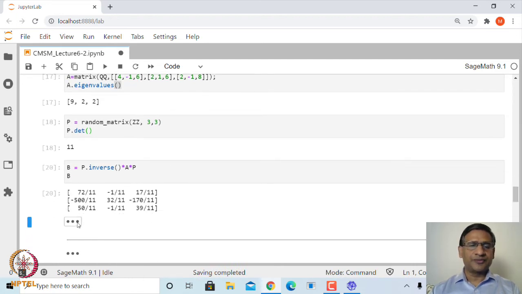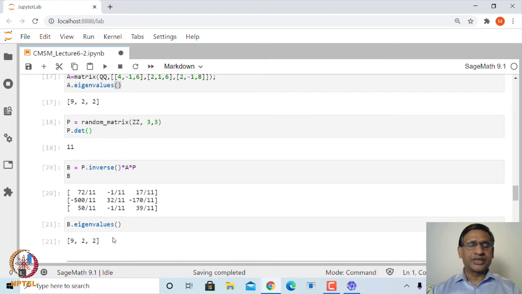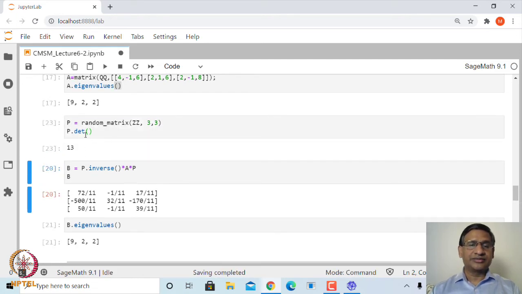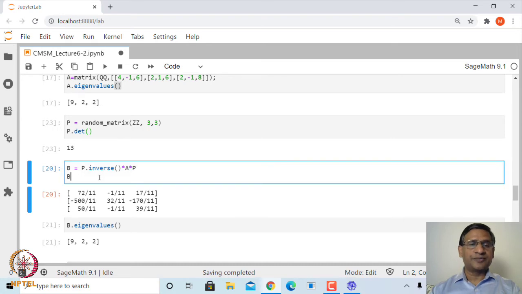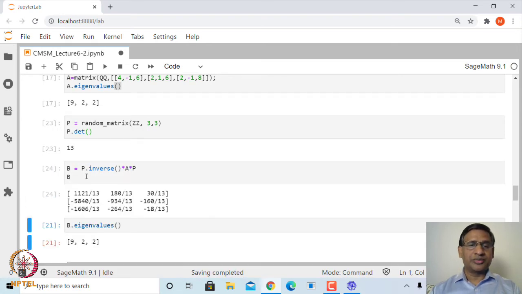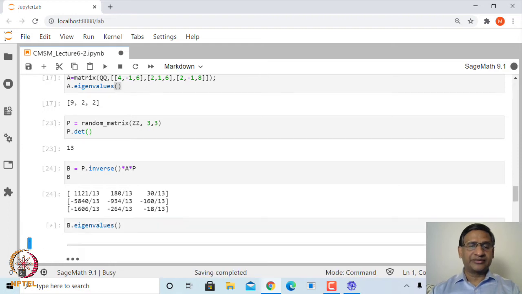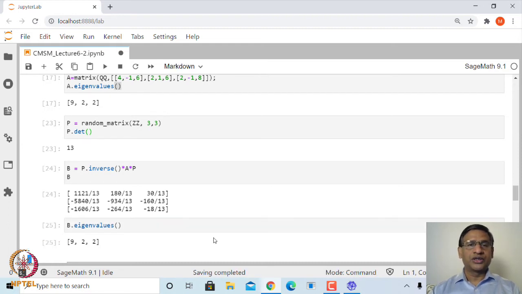Let us find out what the eigenvalues of B should be. Again, this is 9, 2 and 2. And if I generate this random matrix once more, this time its determinant is 0, so P inverse AP will not work, because the inverse does not make sense. So, let us regenerate this. Now, this is invertible, and then you can look at B equal to P inverse AP and find the eigenvalues of B. Again, it is 9, 2 and 2. So, it is actually quite easy to show that eigenvalues of similar matrices are the same.